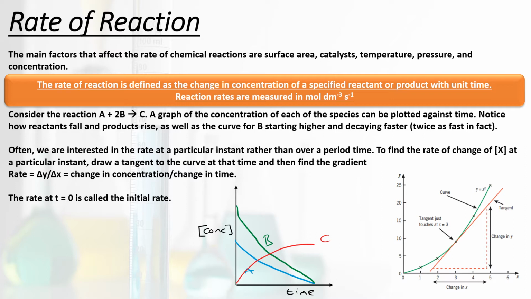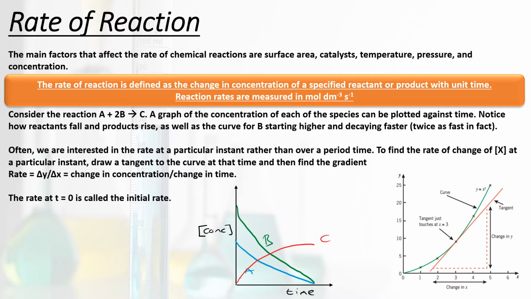There's also another type of rate called the initial rate, and this is exactly as it says on the tin. This is the rate at t equals 0. So we still plot our curves for the whole reaction, and then typically we do this measuring a product. If we look at the curve for product C, what we would do is draw a tangent, but at t equals 0. And that's called the initial rate because it's at the start of the reaction.